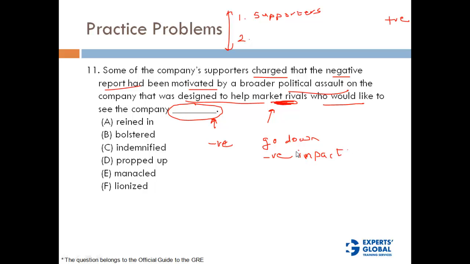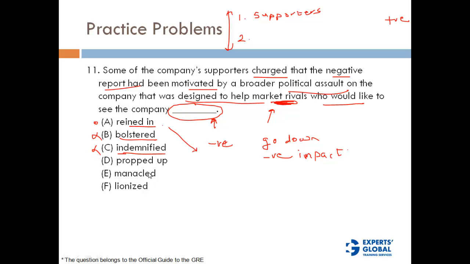Correct. So let's look at the options now. Reined in. Yes, reined in would bring about a negative impact to the company. So that is a good answer choice. Bolstered is a positive word. We get rid of it. Indemnified: if the company gets indemnified, it does not necessarily help market rivals. So that is not the correct answer.